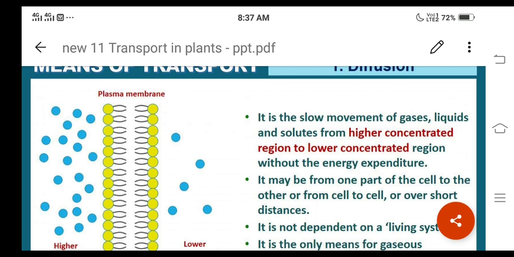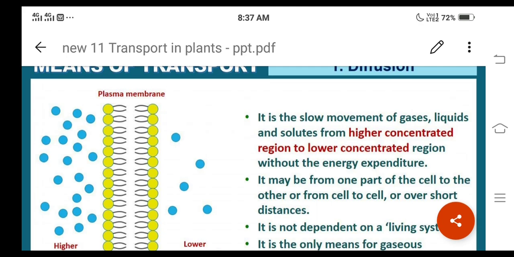I will repeat it once again: the movement of molecules or ions from the region of their higher concentration to the region of their lower concentration until the molecules are evenly distributed throughout the available space is also known as diffusion. And what we mentioned here is also correct: it is the slow movement of gases, liquids and solids from higher concentrated region to lower concentrated region without energy expenditure. Both are correct.